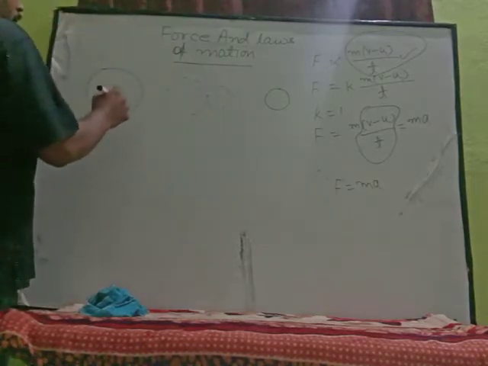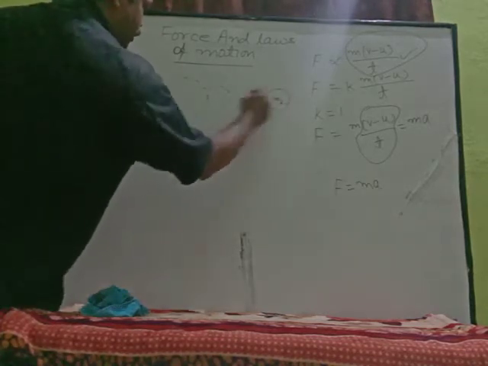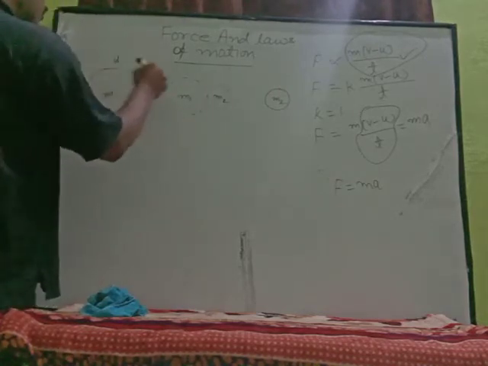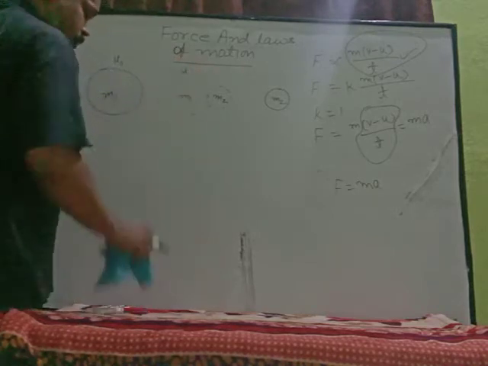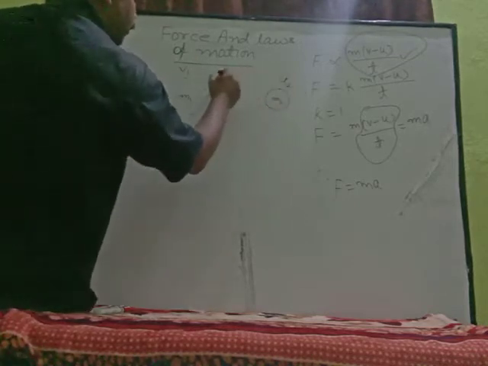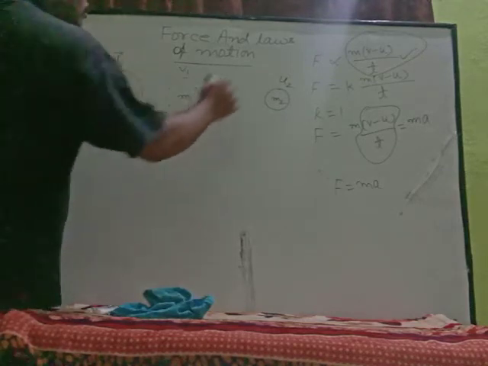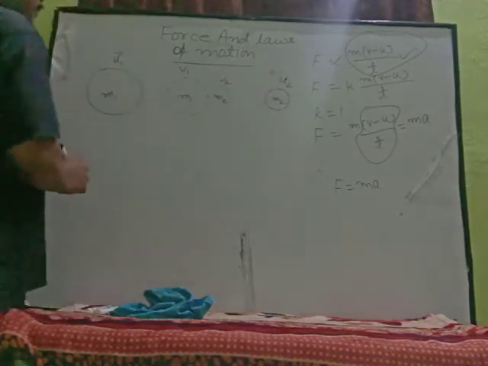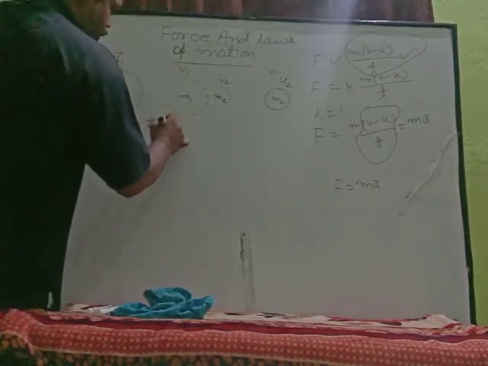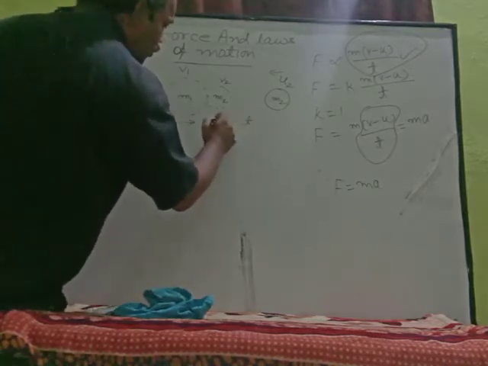Mass is M1, mass is M2. Initial velocities U1, U2, and final velocities V1, V2. Clear? See all of you. So the time interval is T. The time interval is T. Both are equal.